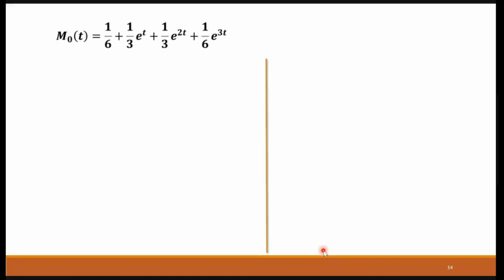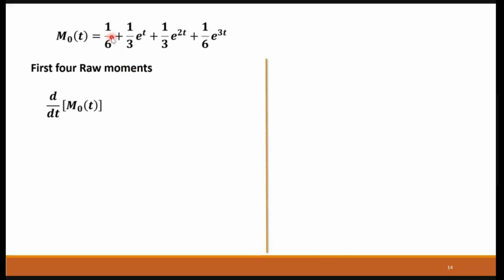Now differentiate with respect to t and put t equal to 0. Tell me what is the value of the first moment. इसको differentiate करना है और उसके बाद t को 0 put करना है. Don't put 0 at this stage. Differentiate करने के बाद इसको t equal to 0 put करना है. तो first derivative क्या हो जाएगा?